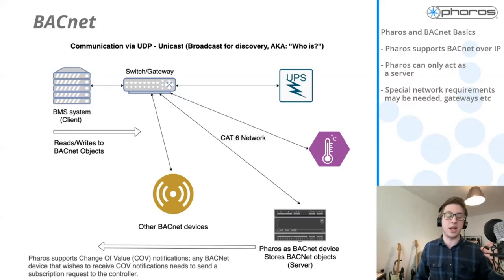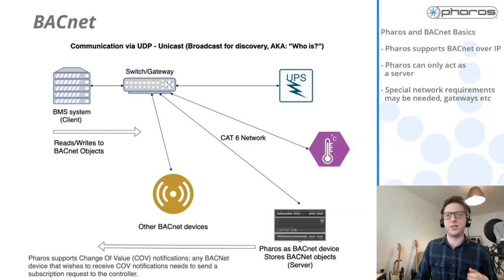Predominantly, Bacnet communication is done via unicast. However, it is broadcast for discovery. So if it needs to discover a device using a whois command, it will broadcast. But as soon as it's found those devices, after that, it will just start unicasting to those devices.